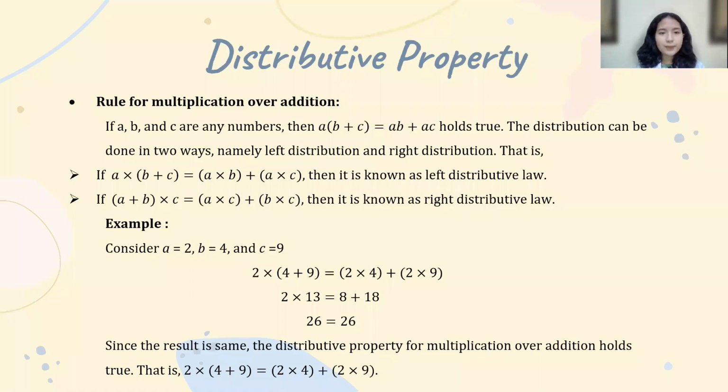There are rules for multiplication over addition. If A, B, and C are any numbers, then A times the sum of B added to C is equal to AB added to AC. This holds true.